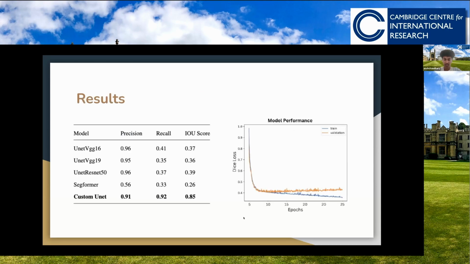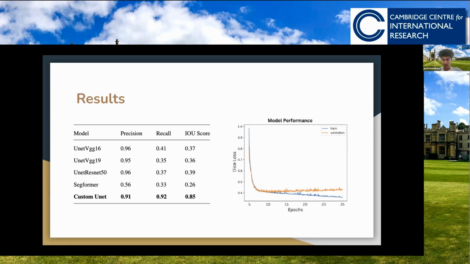And our results. In the end, our transformer did not do as we expected it to do. We tested this and found low scores of 0.56, 0.33, and 0.26. In addition, the UNet models we expected would also do somewhat good.